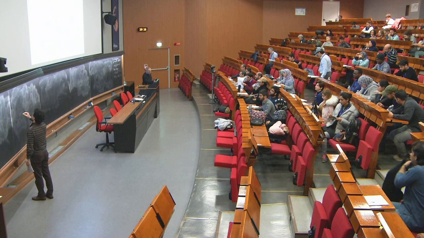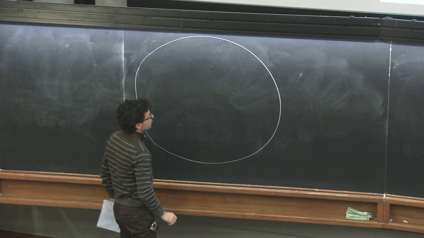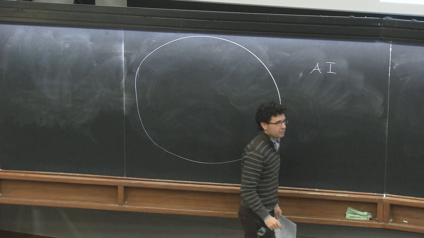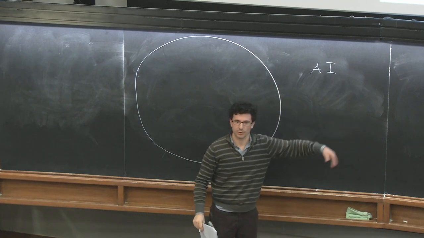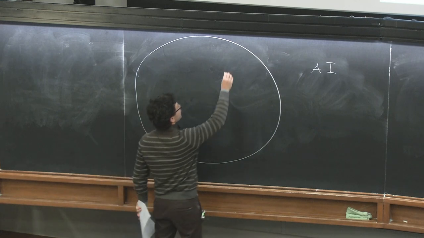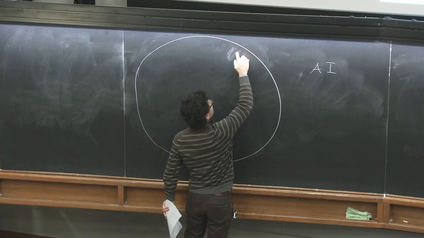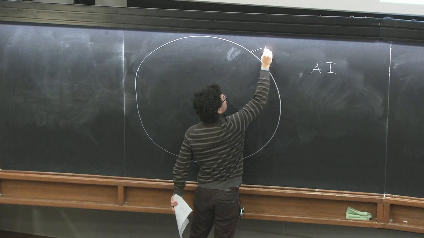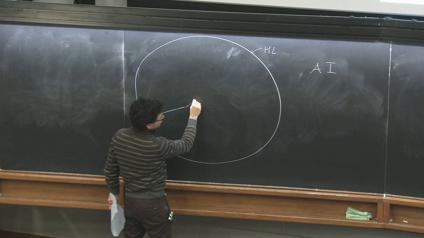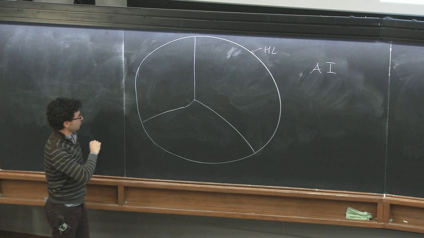So let's say that there is this big set that is the blackboard, that actually, let's call it artificial intelligence. So the blackboard is artificial intelligence, and we don't care about everything that is outside this circle. This circle is machine learning. And this circle is divided typically in three categories. The three that I told you at the very beginning.